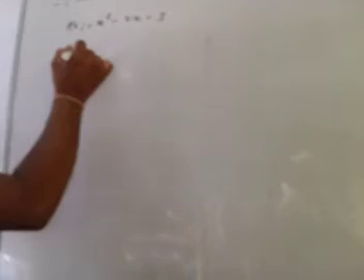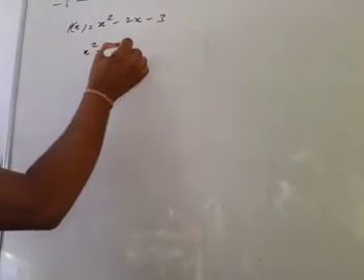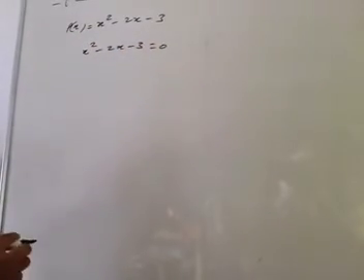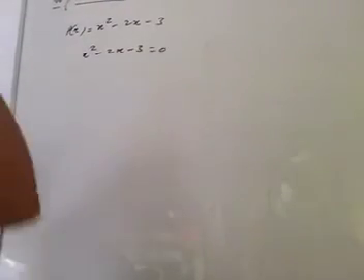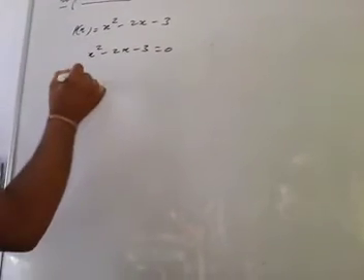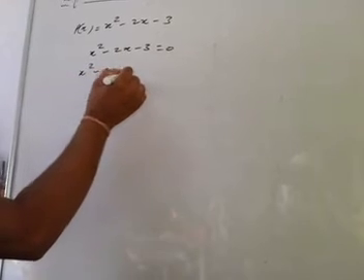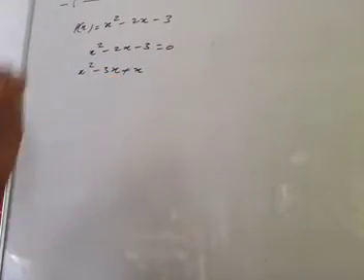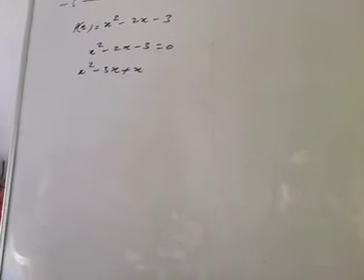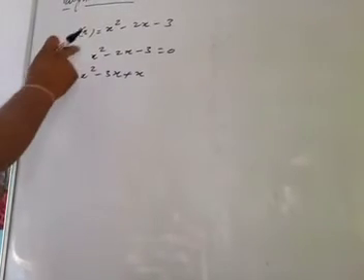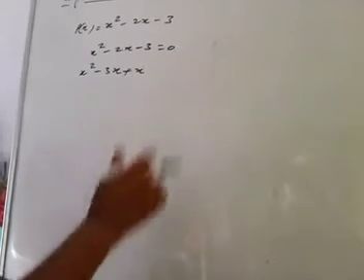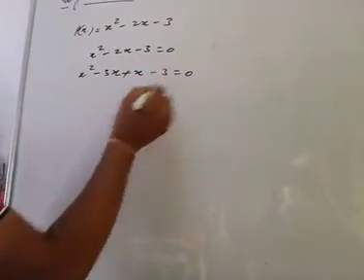For finding zeros, we will put x square minus 2x minus 3 equal to 0. Then we have to factorize it. For factorization, we will split into x square minus 3x plus x. Its addition will be minus 2x and product will be minus 3x square, the product of the first and last term. Minus 3 equal to 0.